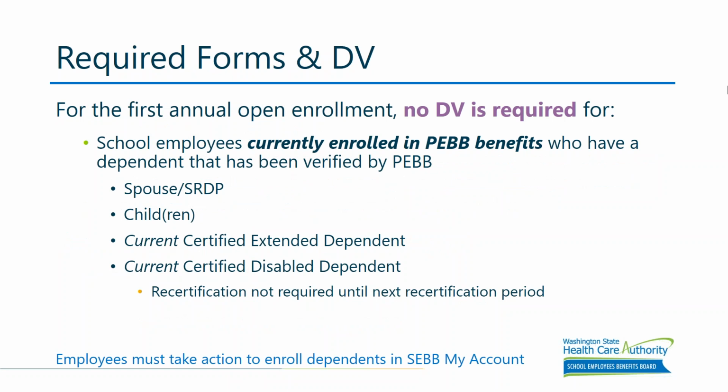Here is one exception for those who are currently enrolled in PEB benefits. During the first annual open enrollment period, no dependent verification is going to be required for any school employees who have a dependent that is currently or already been verified by the PEB program or certified by the PEB program, as long as they're currently enrolled in those benefits. So we're talking about a currently verified spouse or state registered domestic partner or children, or currently verified or certified extended dependent and disabled dependent.